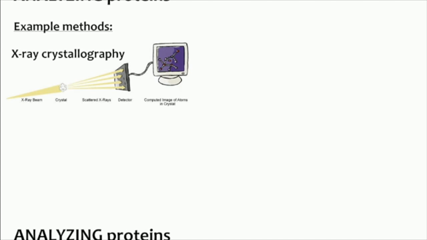But depending on the structure of the protein, it'll scatter X-rays in different ways, and they hit a detector, come up on a screen, and people who do this know how to interpret that. That's a way that a lot of the structures of proteins have been determined. So when you see in textbooks the big ball and stick structures of proteins, that's oftentimes how they got it.